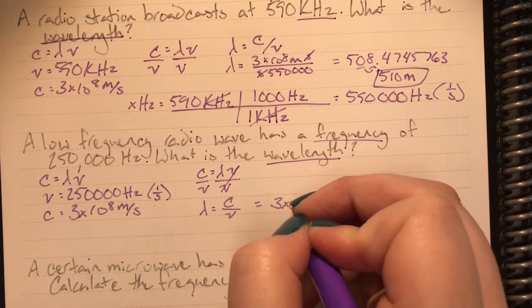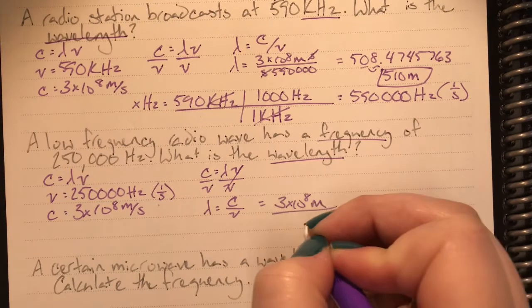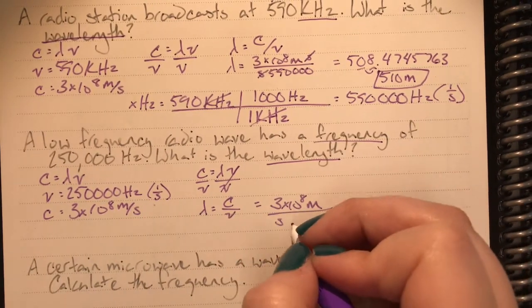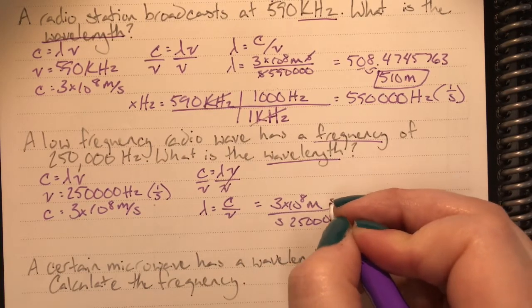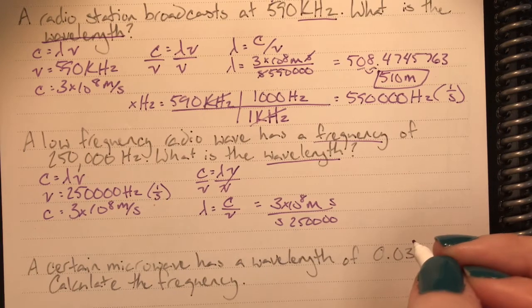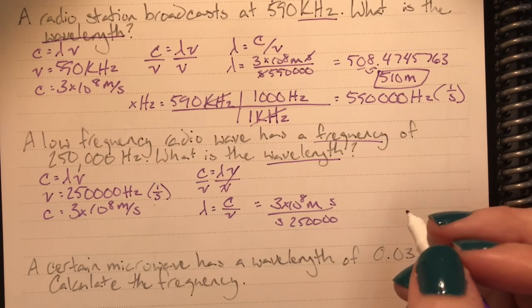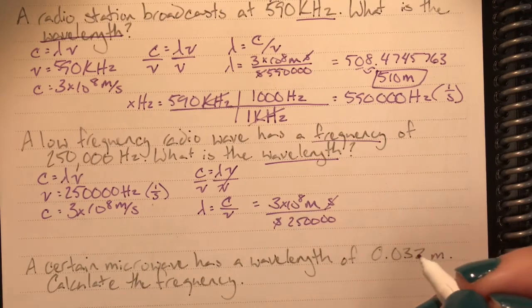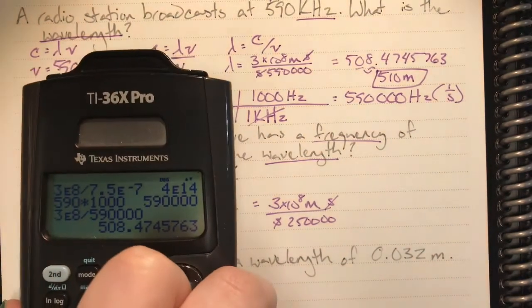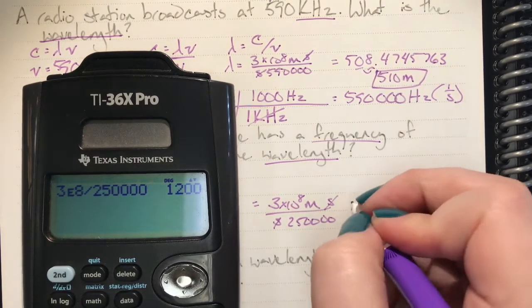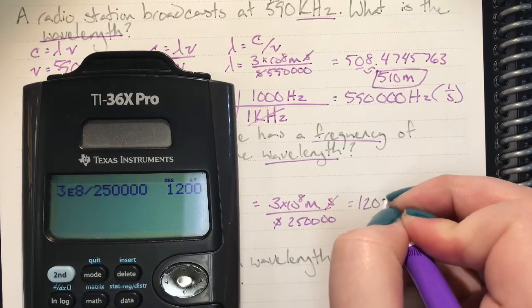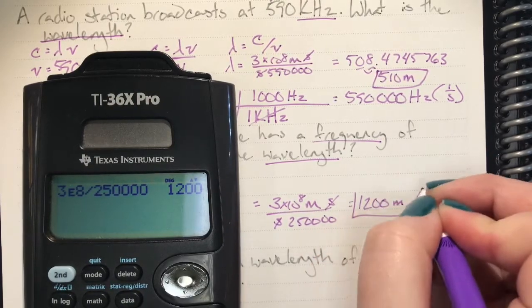So 3 times 10 to the 8th meters per second divided by 250,000 per second. So that second will flip up. Seconds will cancel. And I can go ahead and solve that. So 3E8 divided by 250,000 gives me the number 1,200, and then I'm in meters.